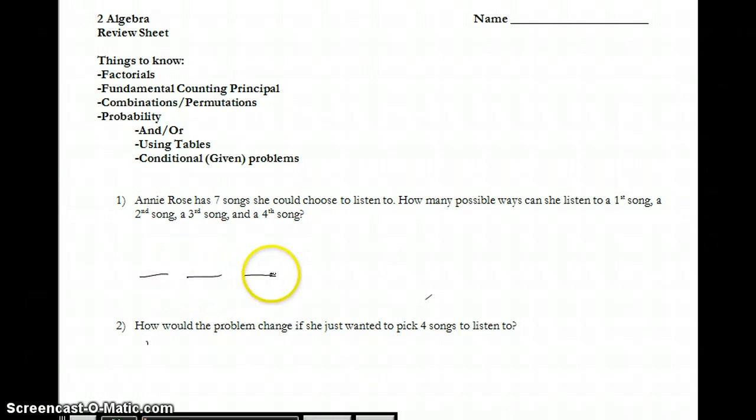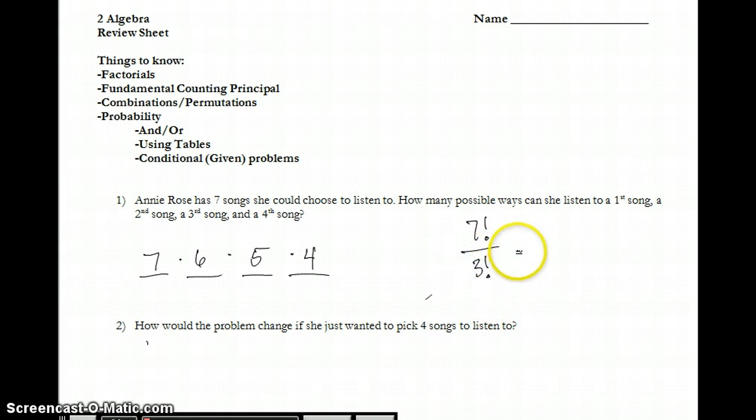Either you can look at her making choices and say that she has 7 choices, 6 choices, 5 choices, and 4 choices for each song, decreasing by 1 so that she doesn't listen to the same song twice. We can also write that as saying she has 7 songs total to choose from. She's going to choose 4 songs, which means she's not going to choose 3. And I care about the order, so I don't divide by the 4 she is choosing. These 2 things are actually equivalent.